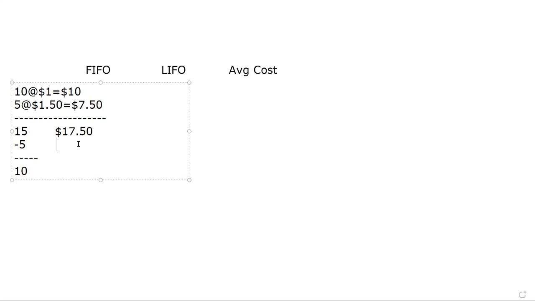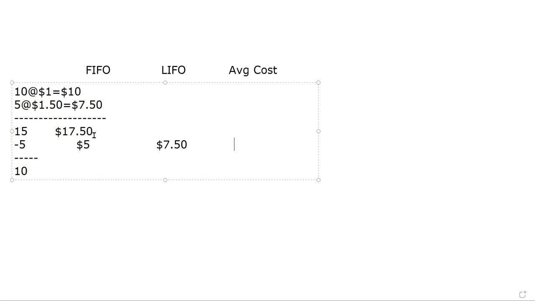On a FIFO basis, first in, first out, the first ones to go out the door, $5. On a LIFO basis, the last 5 to go out the door, $7.50. And you've got to be careful on average cost. My average cost is not $1.25. My average cost is a weighted average. I have to take my $10 and my $7.50, that's $17.50, and divide that by 15.